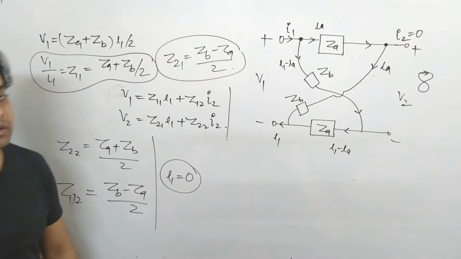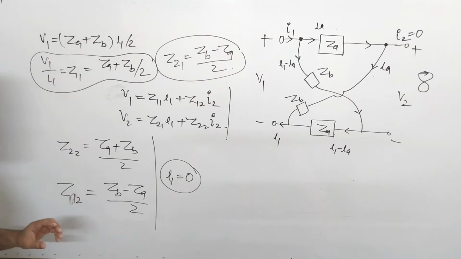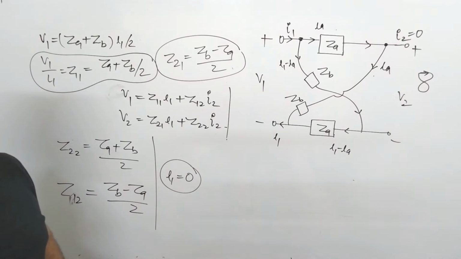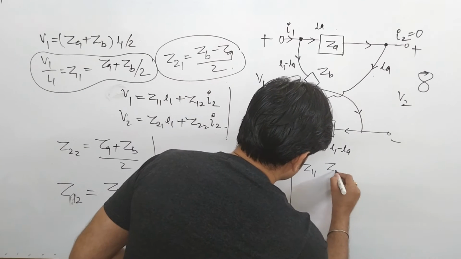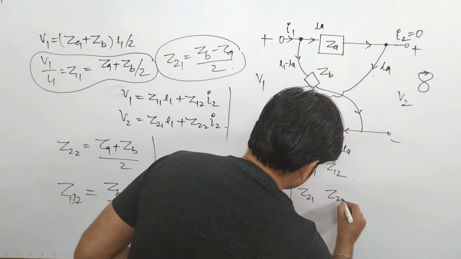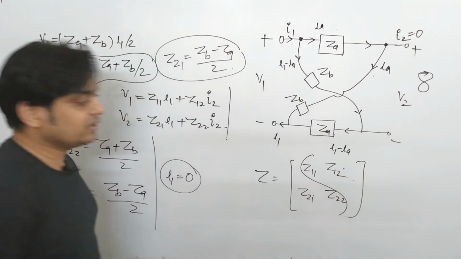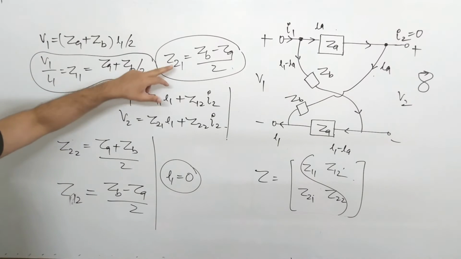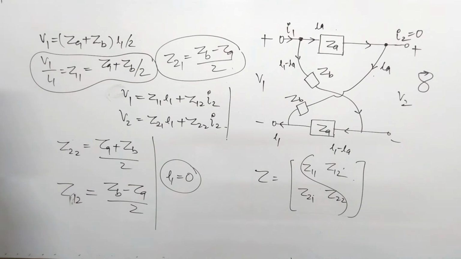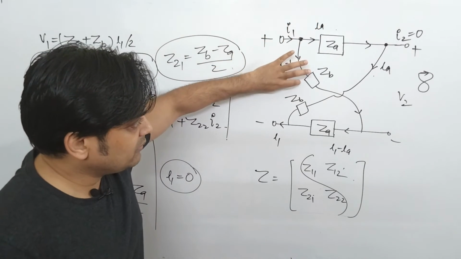Why? Because this lattice network in this position is basically a symmetrical as well as a reciprocal network. As I mentioned, if you talk about the Z parameter equation, this is Z11, Z12, Z21, Z22. If Z11 and Z22 are equal, then the network is symmetrical, and if Z12 and Z21 are equal, the network is reciprocal in nature. So for this network, Z11 and Z22 both are equal, Z21 and Z12 both are equal, and it is ZB minus ZA by 2. Now a very important thing to keep in mind: ZA is your series impedance, ZB is your parallel impedance.